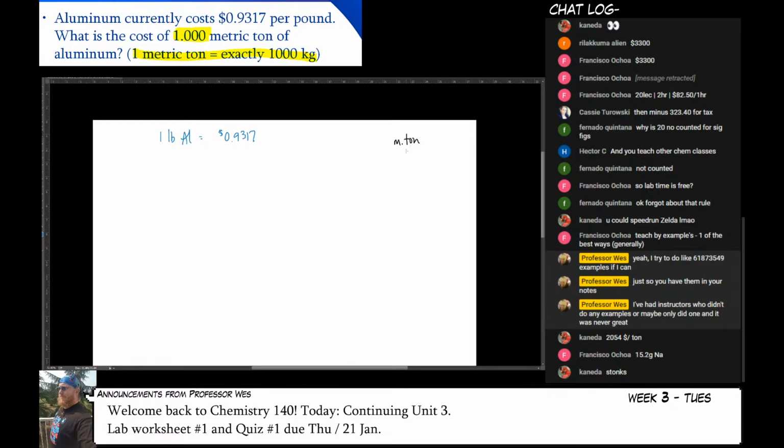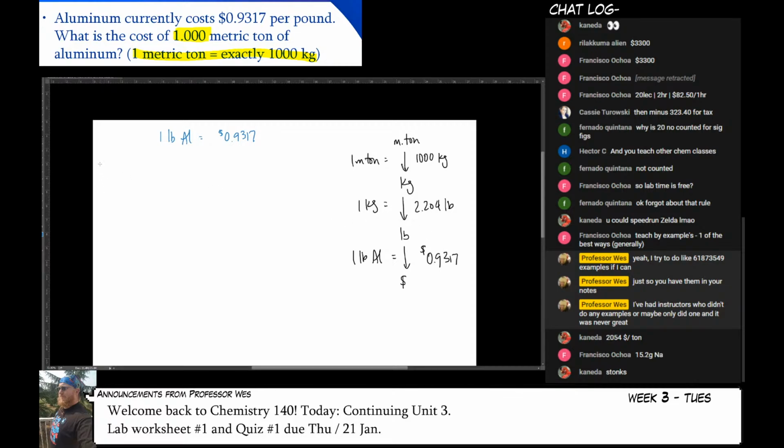I'm going to convert metric tons into kilograms because I have a relationship for that here. It's 1 metric ton equals 1,000 kilograms. I can then turn kilograms into pounds and then that into money. So looking up all my relationships, 1 kilogram is 2.204 pounds. And then 1 pound of aluminum is 93.17 cents. There you go. So let's do the conversion.